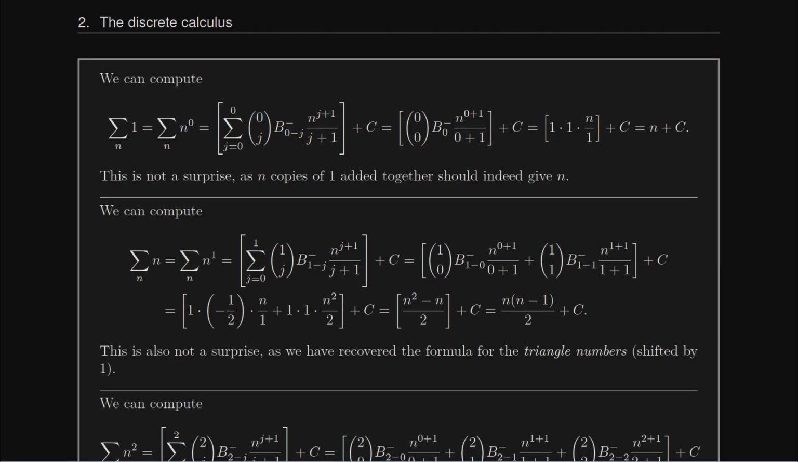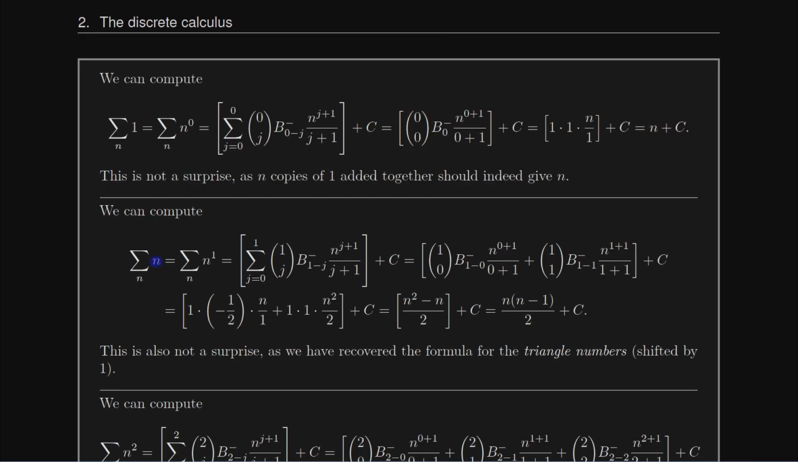Turns out the 0th Bernoulli number is 1, and the 0, 0 entry of Pascal's triangle is the top entry of Pascal's triangle, also a 1. N to the first power is going to be n divided by 0 plus 1, n divided by 1, and indeed we do recover n plus c. Cool, so it works in the case when n is 0.